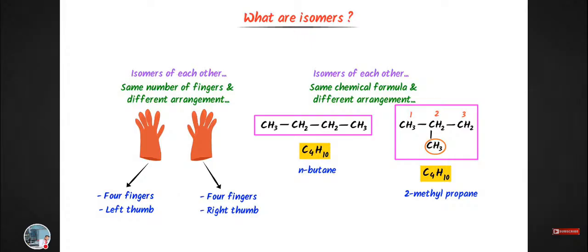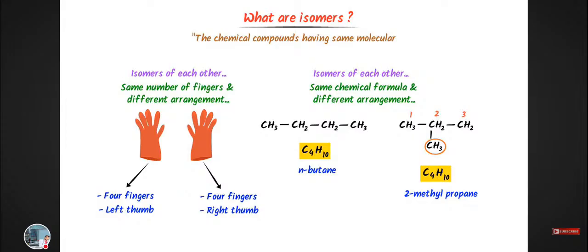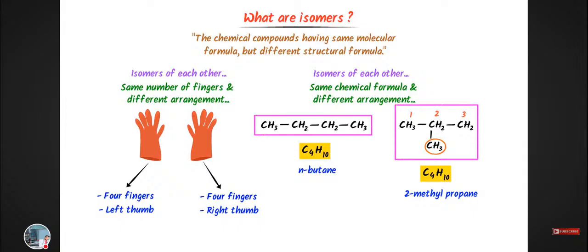Thus remember that these both compounds have the same fingers, or molecular formula, but they have different structure formula or different arrangement. Therefore, we define isomers as the chemical compounds which have the same chemical formula but different structure formula. For example, n-butane and 2-methylpropane are isomers of each other because they have the same molecular formula but different structure or different arrangement. Thus note down this easy concept of isomers.